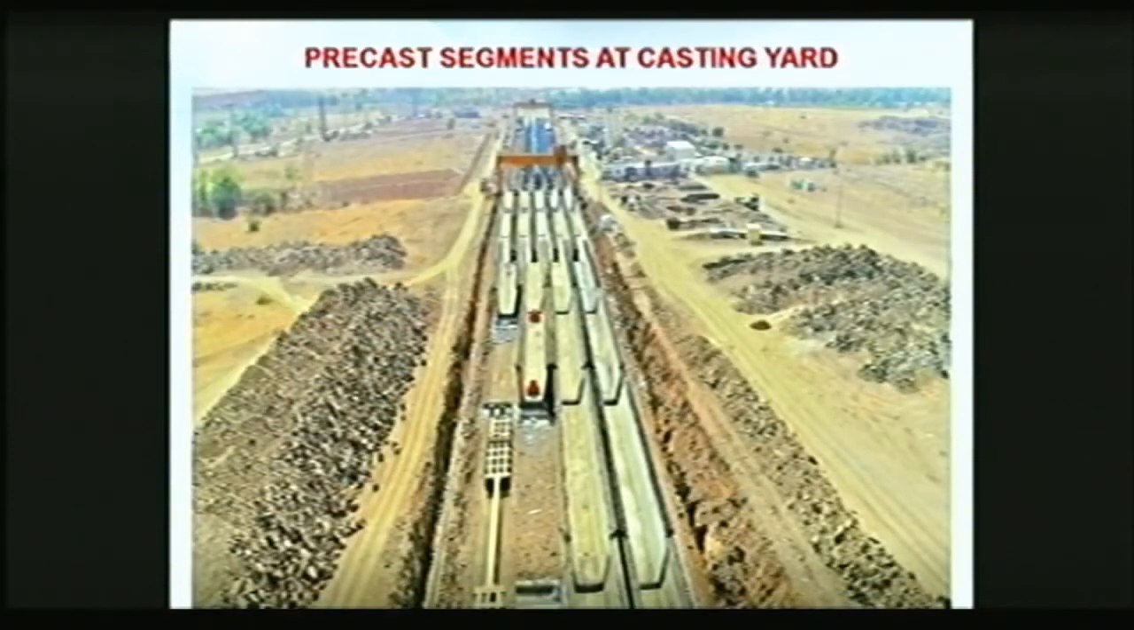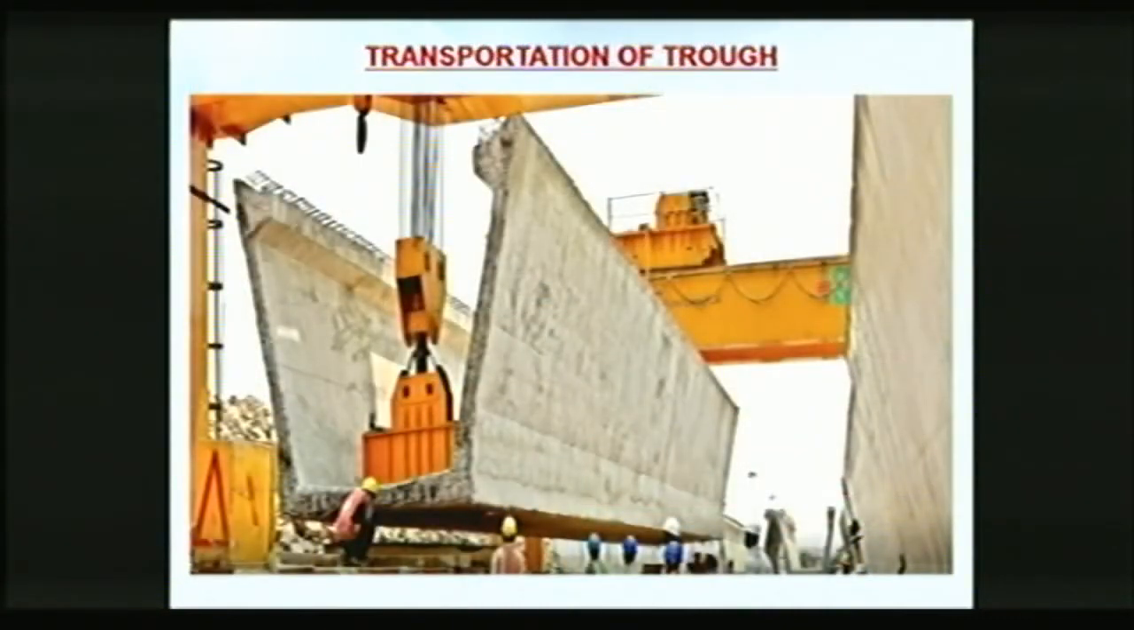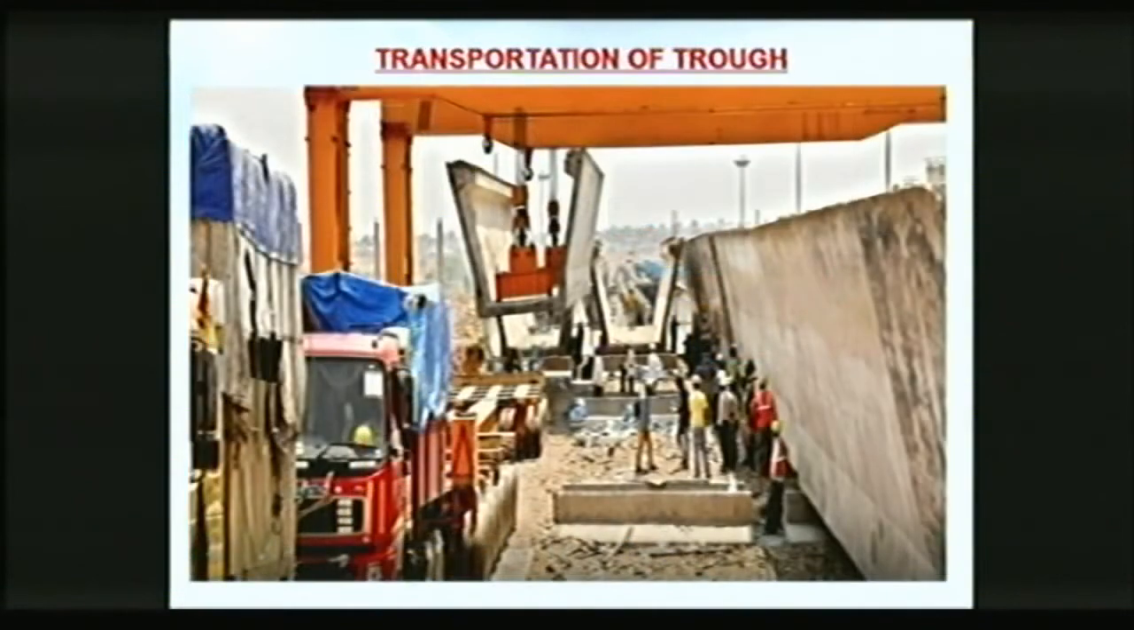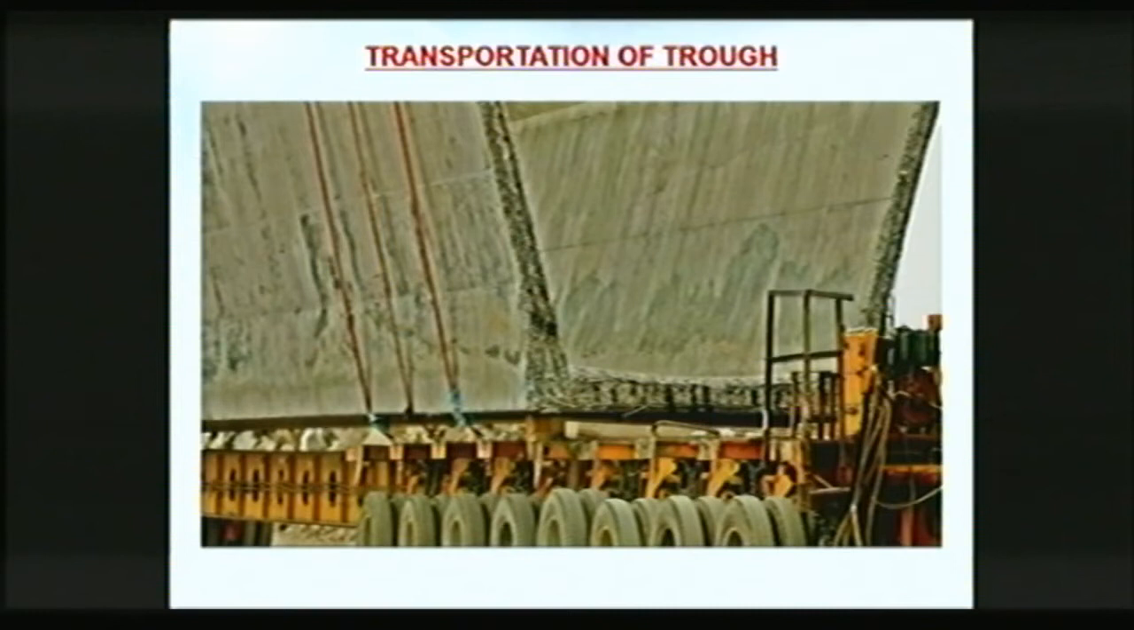And this is what you can see in the casting yard, the picture, some of those troughs which are ready for lifting. And this is a Macaulay bar introduced for lifting arrangements, because the casting yard is slightly away from the site, so it has to be lifted. And in the next slide, you can see the lifting arrangements on the left side. On the other side, there are two cranes lifting by two ends and placing it on a vehicle, which will be carrying it to the construction site. This is the kind of transportation you see there.